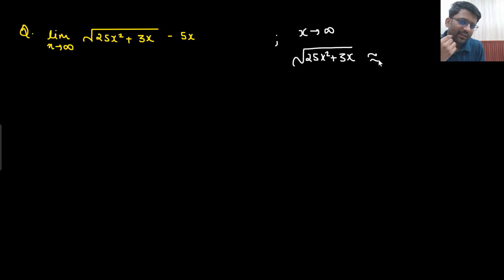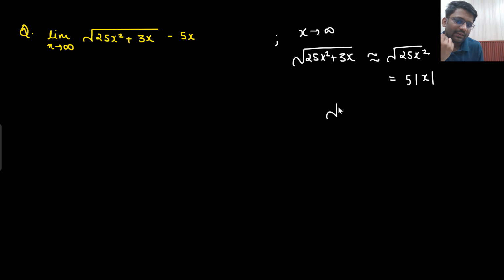Can I approximate it to, look, x square will be very larger than x, no? So 25x square will be much larger than 3x. So can I approximate it to under root 25x square? Now can you let me know the value of under root 25x square? What will be the value? Will it be 5x or something else? What will be the value? Sir, the value will be 5 mod of x.